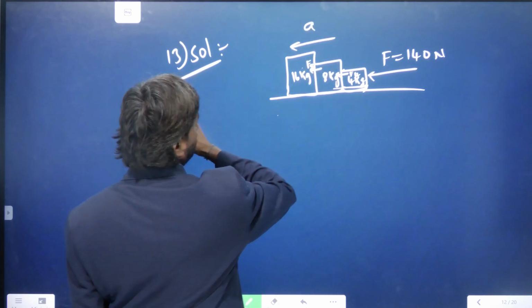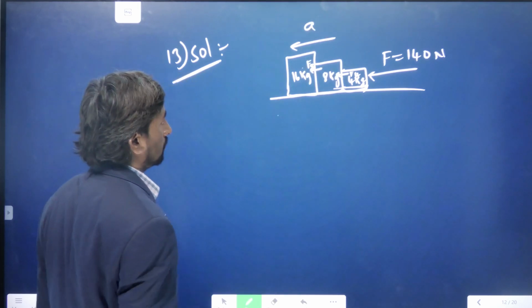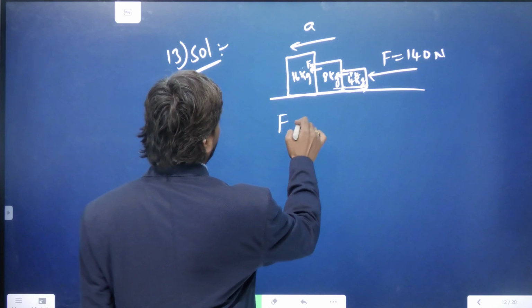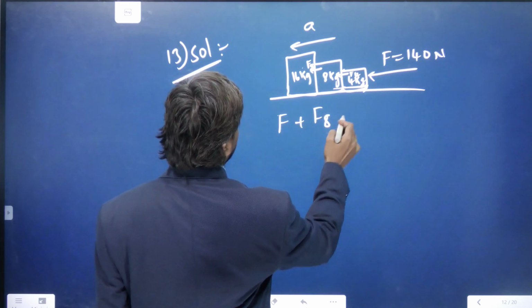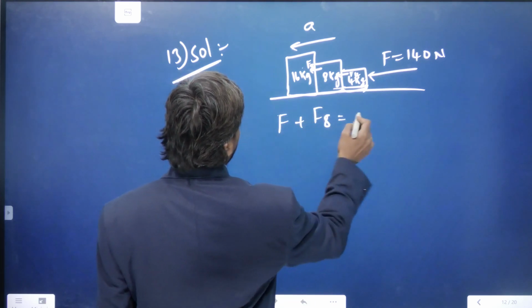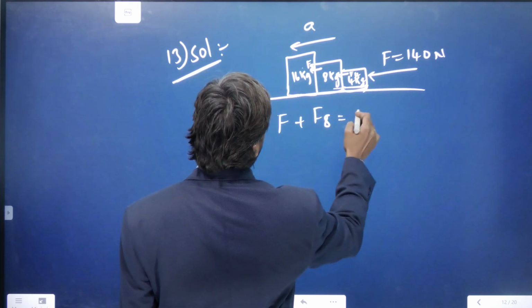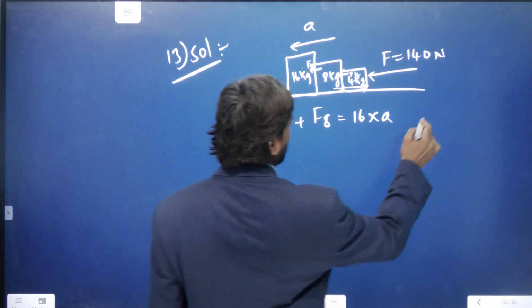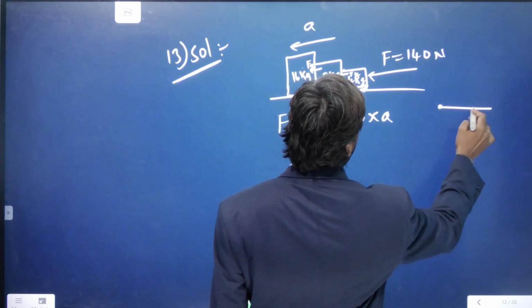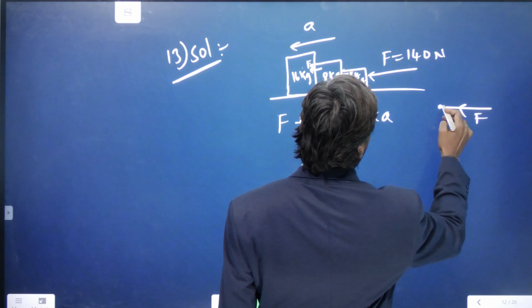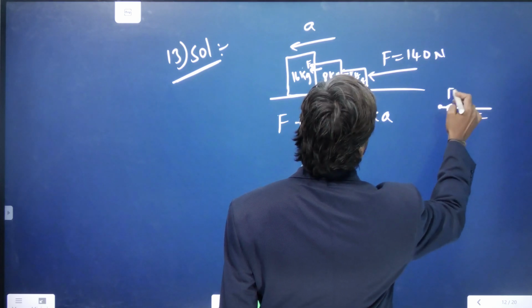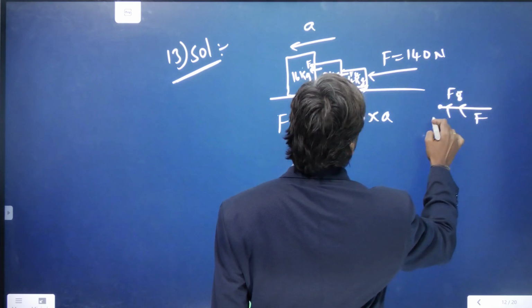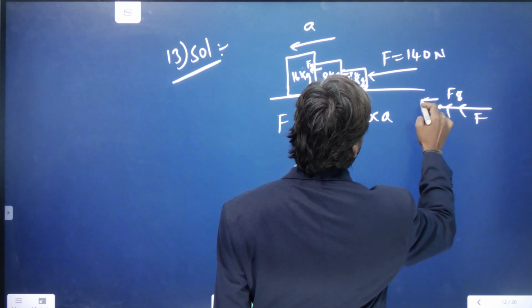All the system will move towards the left side. Then here we can write capital F plus F8 is equal to the mass of the body, 16, into acceleration. We can draw the free body diagram. F is already acting there, and F8 is also acting there, and this is a block of 16 kg mass moving with acceleration a.